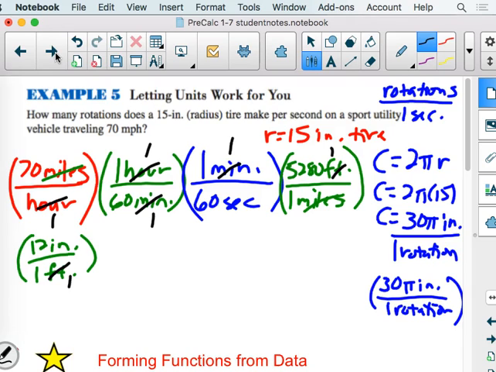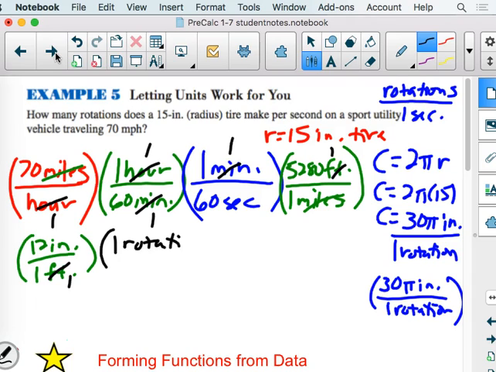And now I can figure out what I need to do with this last one. Because I'm not supposed to have inches as my label. I'm supposed to have rotations per second. So what am I going to have to do with that 30 pi inches per 1 second? How will that help cancel this out? Flip it. Yeah, reciprocal.